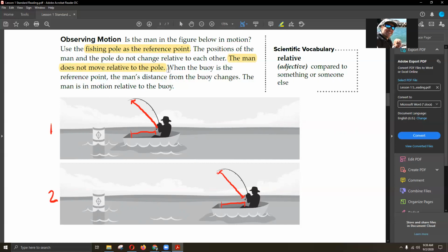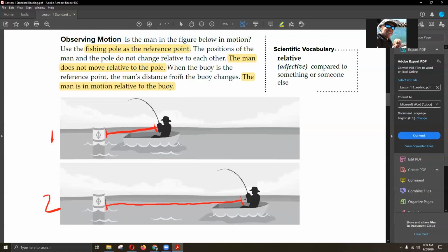But you might be looking at this image and notice it does look like he's in motion. That is because you are comparing him to the other reference point that you can see, the buoy. When you compare the man to the buoy, between image 1 and image 2, the man's distance from the buoy has changed. And the man is in motion relative to the buoy.